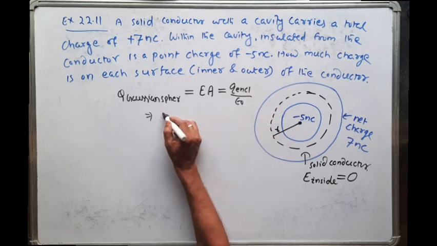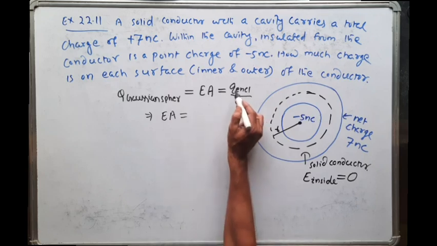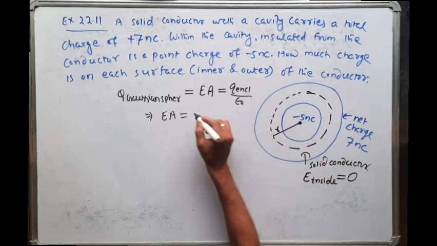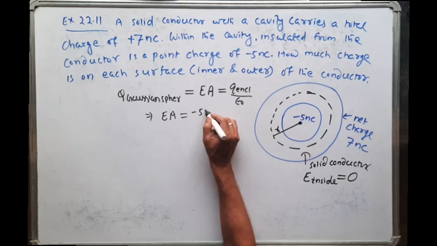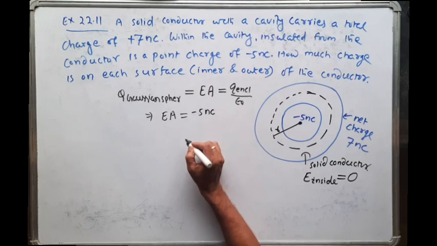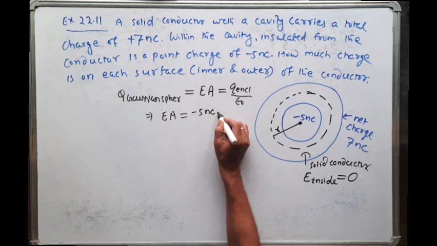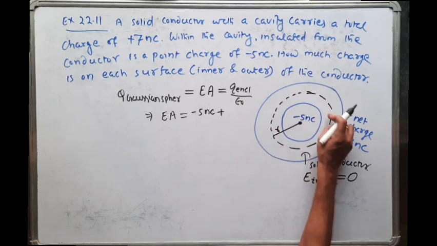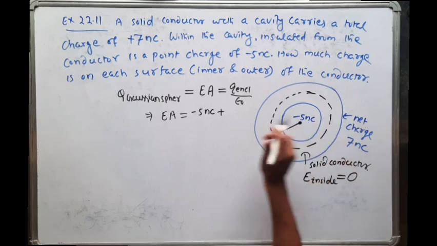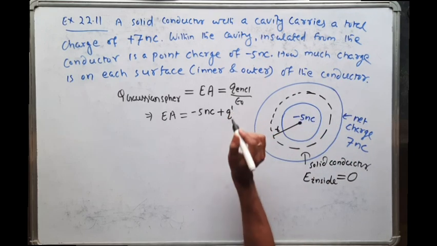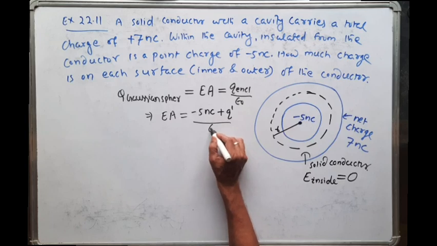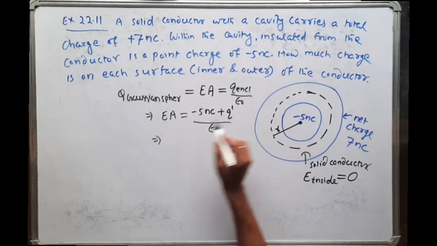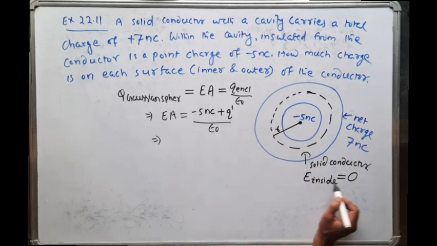So here E into A is equal to, what is the charge enclosed by this Gaussian sphere? That is minus 5 nanocoulomb. Plus, we don't know what is the charge within this sphere due to this solid conductor. Let us say it is Q dash, divided by epsilon naught. But the electric field intensity inside the conductor, I have told, is 0.